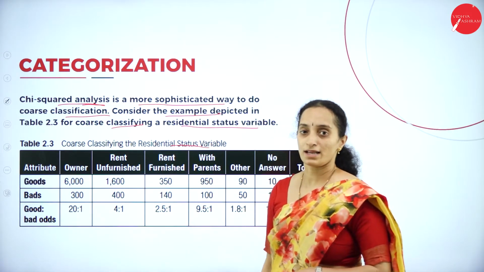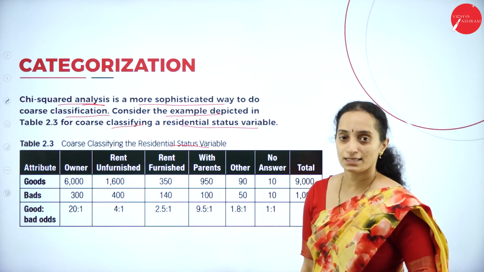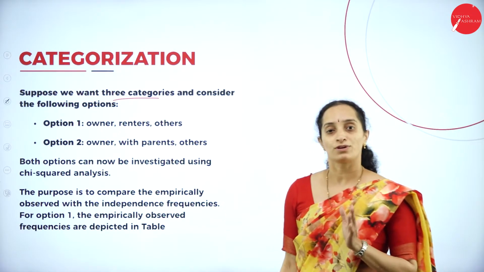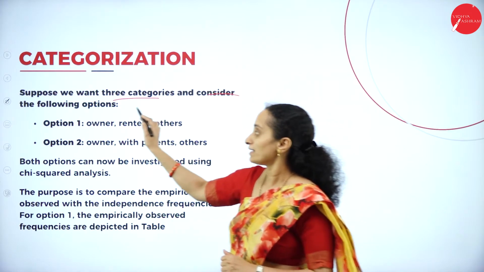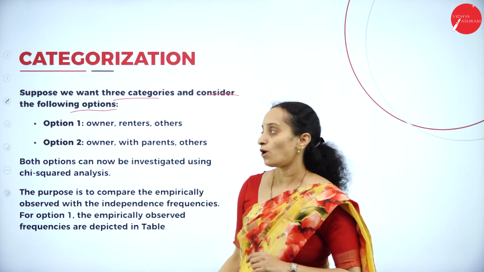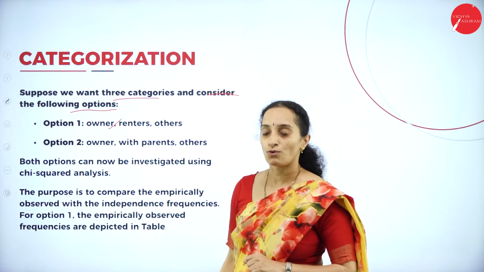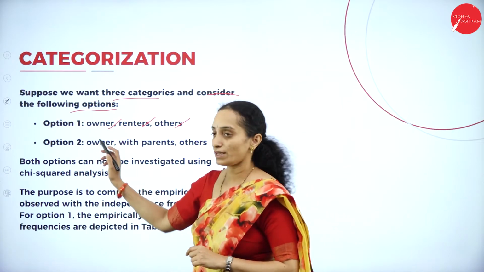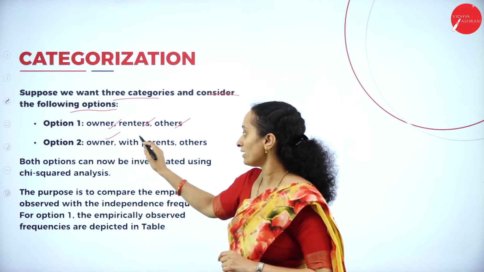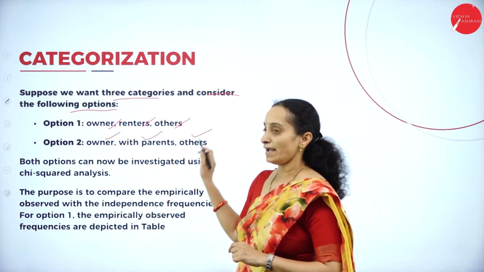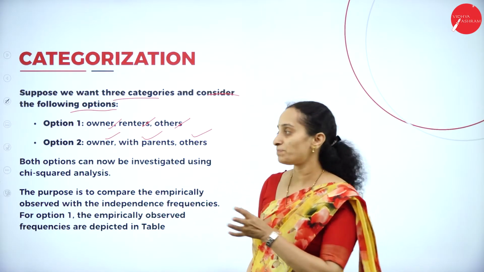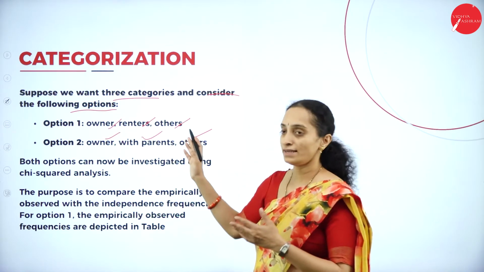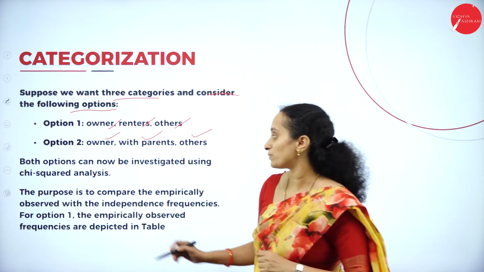How do you categorize this? You can categorize in this manner. Suppose we want 3 categories. We have to reduce it to 3 categories and consider the following options. Option 1 is owners, renters and others. Or you can have another group, that is owners with parents and others. So you can have 2 options.